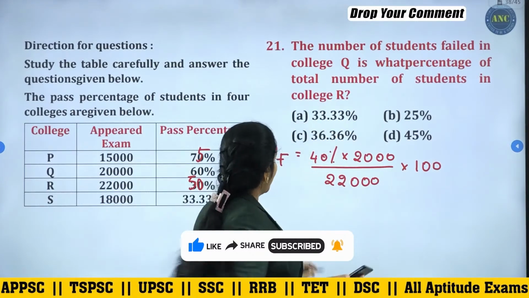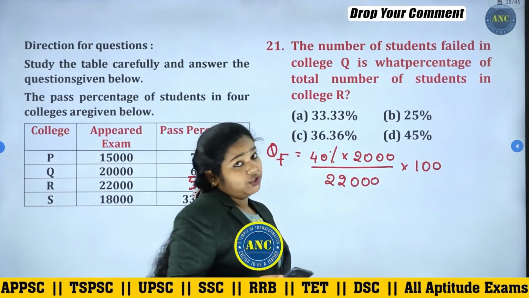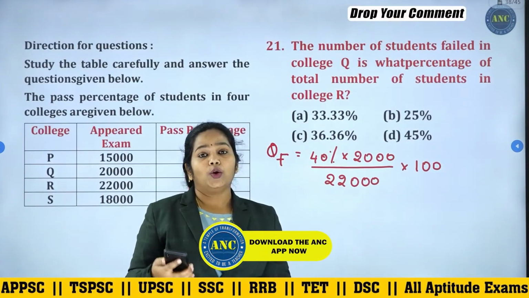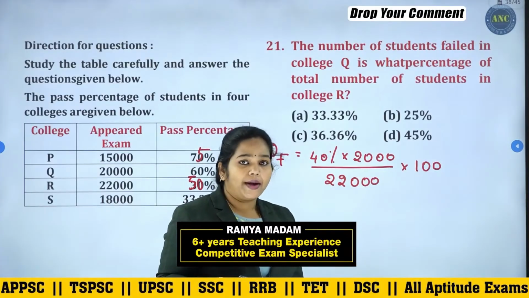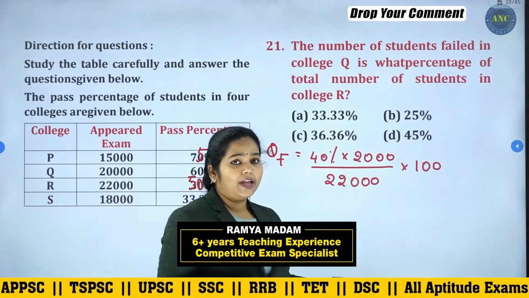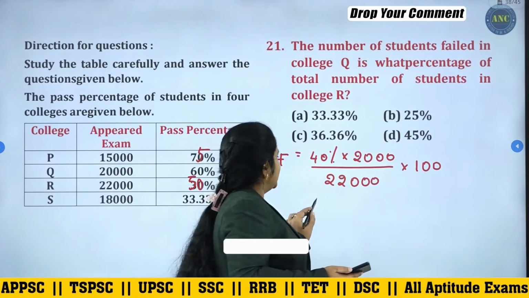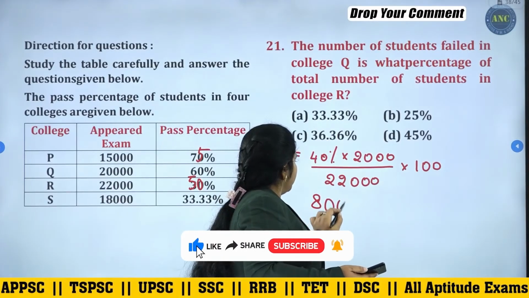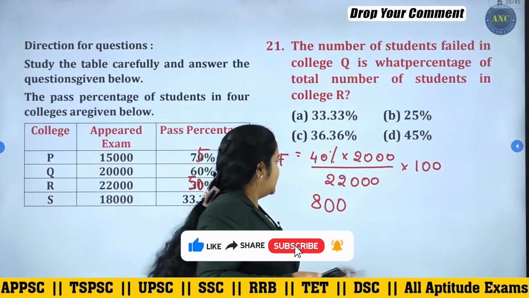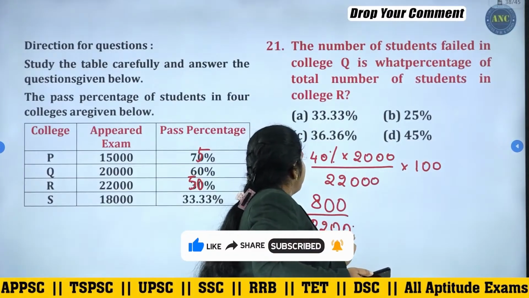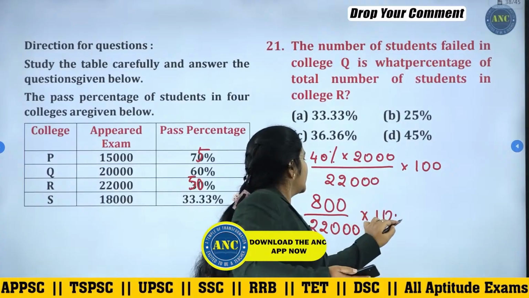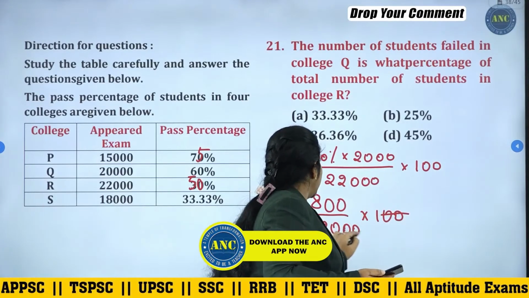So, 40% you can break this down into 10% into 4. 10% of 2000 is 200. 40% will be 4 into 200. That means it's 800. Divided by 22,000 into 100. Do the basic calculation here.